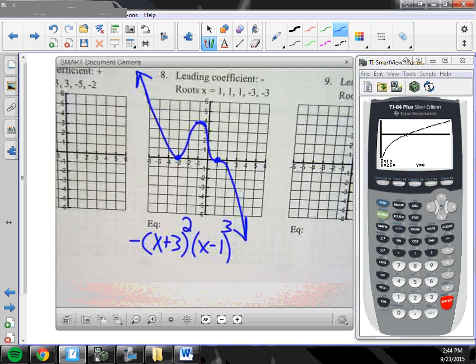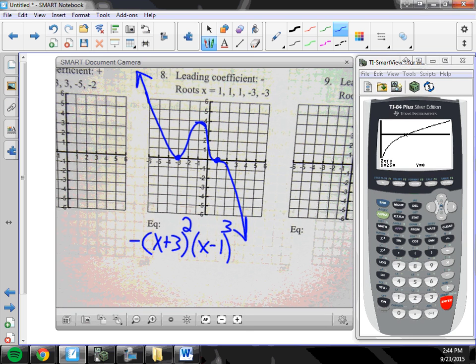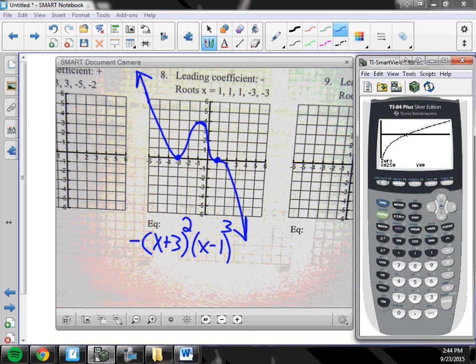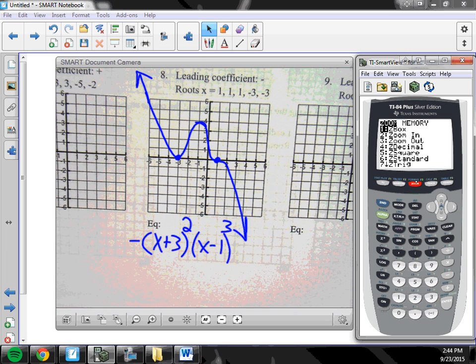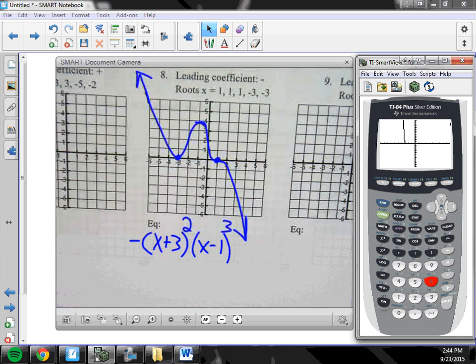So for this one, I mean, you're multiplying 3 and 3 and the 1s. Let's just try it. So just to see what happens, let's plug this in. So negative x plus 3 to the second times x minus 1 to the third. And I'm going to graph it in the standard window. So you can't really see much.